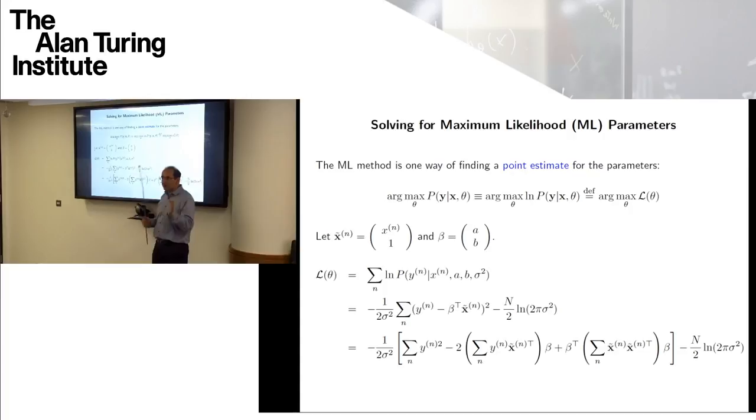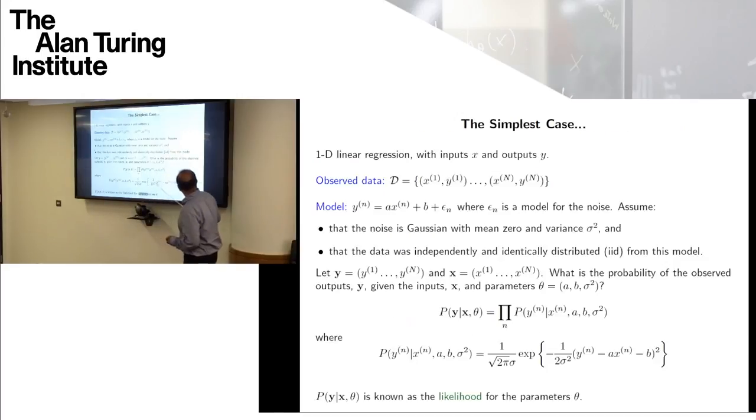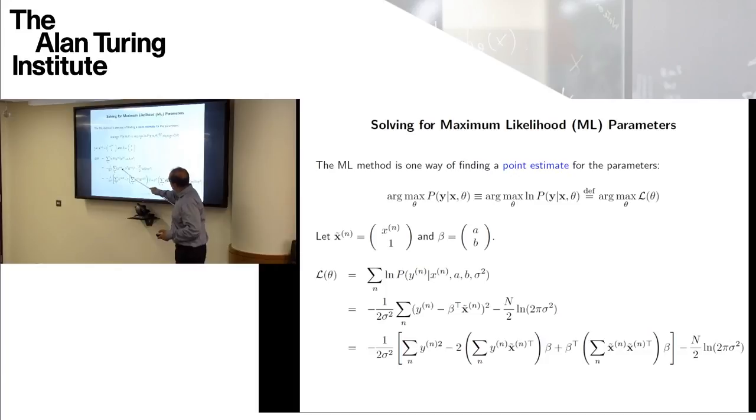This is just a little bit of linear algebra, so that what I can write is that my model says that y has a mean beta transpose x tilde. So going back to the previous slide, instead of y minus ax minus b, I'm going to have y minus beta transpose x tilde. It's just a change of notation. But let's look at what else is happening here.